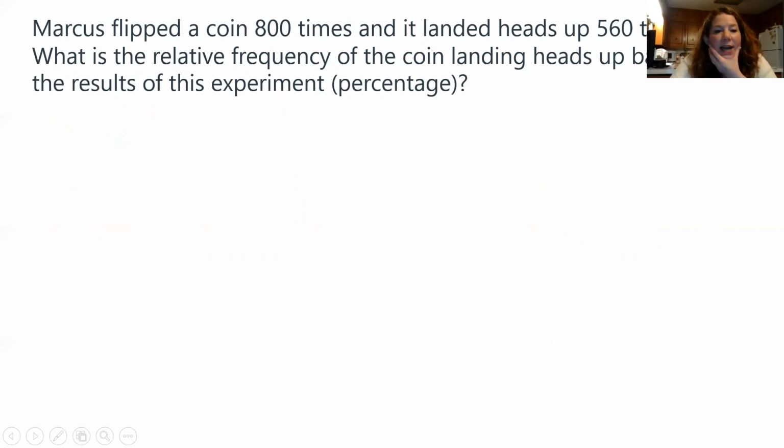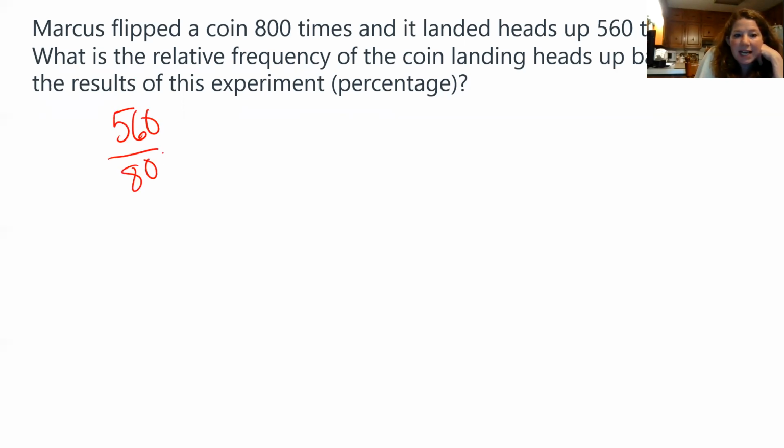Marcus flipped a coin 800 times and it landed heads up 560 times. What is the relative frequency of the coin landed heads up based on the results of this experiment? So based on this experiment, it landed heads up 560 out of 800 times.